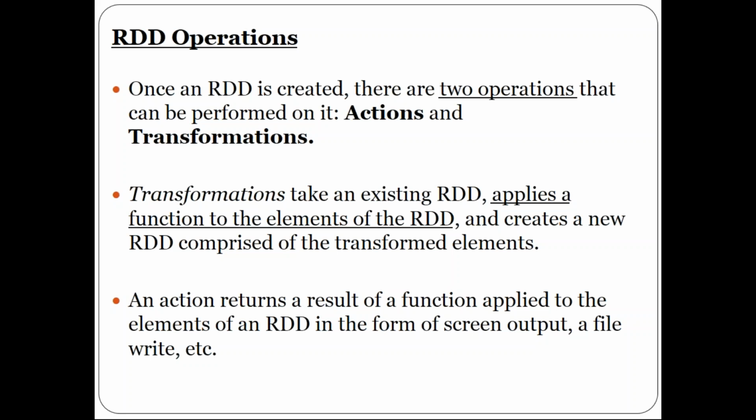And an action returns a result of a function applied to elements of the RDD in the form of screen output, file write, etc. Action is nothing but, now you did something, show me the result of that something. That is nothing but an action. That is where the RDD operation comes into the picture. Okay. Now RDD has two things. You have operations, you have actions and transformations. Transformation is the work you are doing. Action is the result of your transformation. Hope everybody is clear with that one.